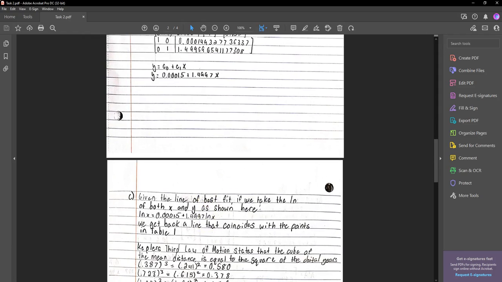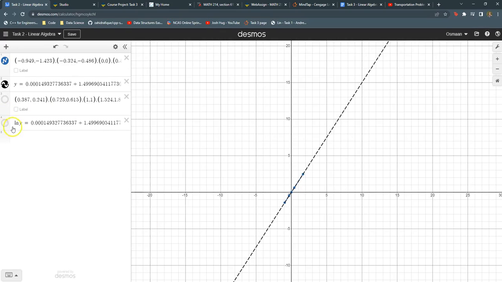In part C, we can take the ln of both variables in the equation, as shown here, and we get back a curve, this one, that fits the points in table 1, as shown in the orange.